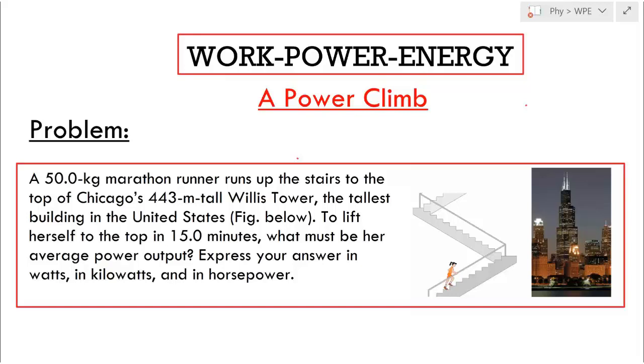So this problem says a 50 kg marathon runner runs up the stairs to the top of Chicago's 443-meter tall Baileys Tower, the tallest building in the United States. So this is the Baileys Tower, and the height of this building is given, 443 meter. Now a runner wants to go onto the top of this tower. So basically she wants to climb using the stairs to the top of the tower. And the mass of the runner is also given. So this mass is equal to 50 kg.